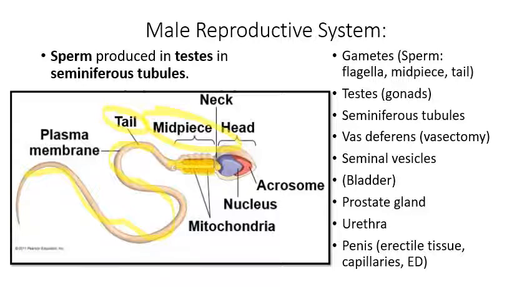Then in the head of the sperm, we have the nucleus from the original male cell. So that nucleus contains 1 copy of each chromosome, not 2 copies, but 1 copy of each chromosome. It is therefore a haploid nucleus. And at the very front of the sperm, we have something called an acrosome.